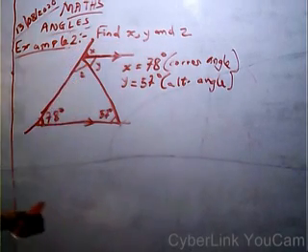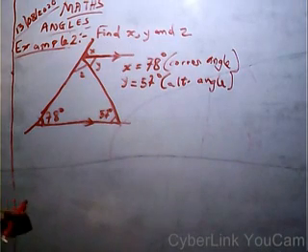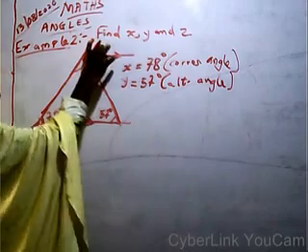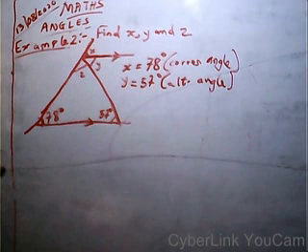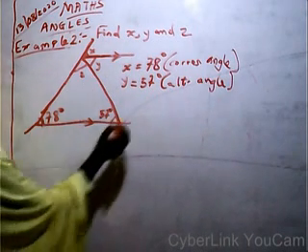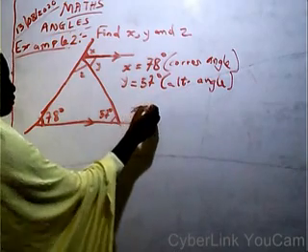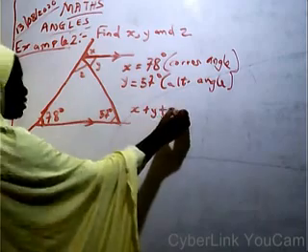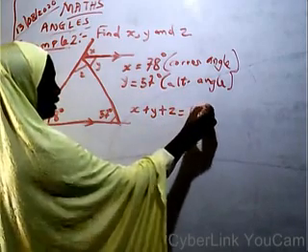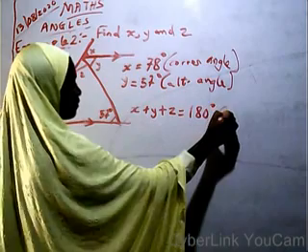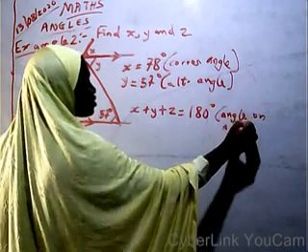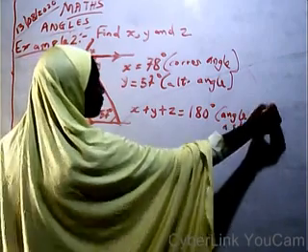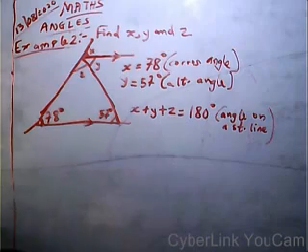The sum of angles on a straight line is 180 degrees. Therefore, all the three angles formed on this straight line, angles X, Y, and Z, I will add them and subtract from 180 degrees. Angle X plus angle Y plus angle Z is equal to 180 degrees. What is my reason? Angle on a straight line.